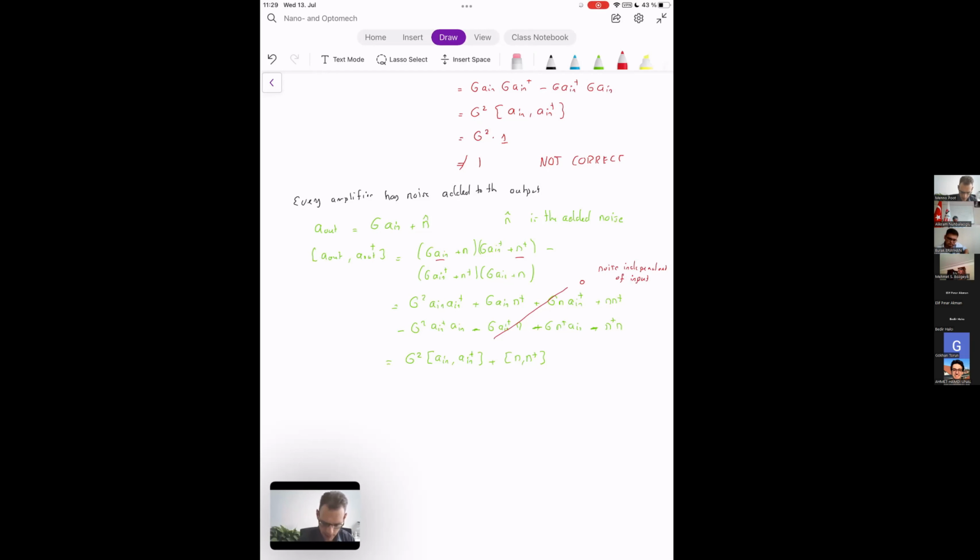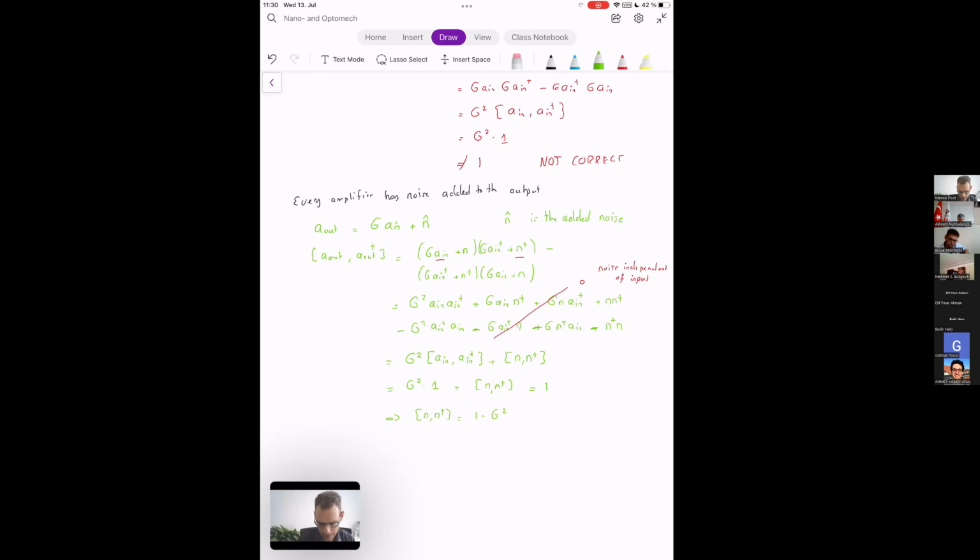And that basically means that now we are done. So now we have related the output commutator to that of the input commutator and to that of the noise. So this is equal to G squared times 1 plus the commutator of N and N†. So we didn't know anything about that noise. And all of that has to be equal to 1, right? Because we also have bosons at the output. So from this very general argument, the commutator of those noise operators has to be equal to 1 minus G squared.